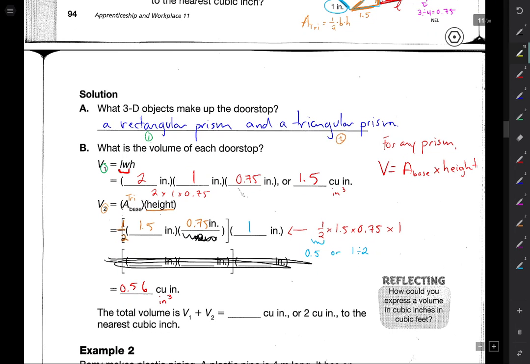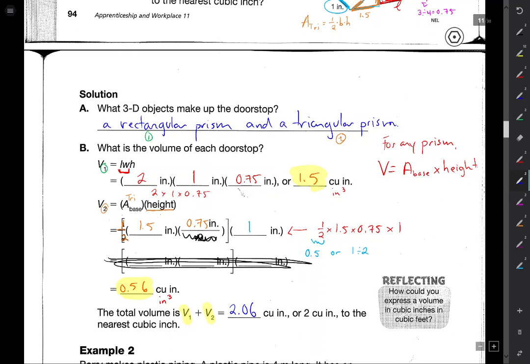So for the total volume, we're going to add up the volume of object 1 and the volume of object 2. So we're going to add together 1.5 plus 0.56. If we add up those two volumes, our final answer will be 2.06 inches cubed, or cubic inches, or 2 cubic inches to the nearest cubic inch.